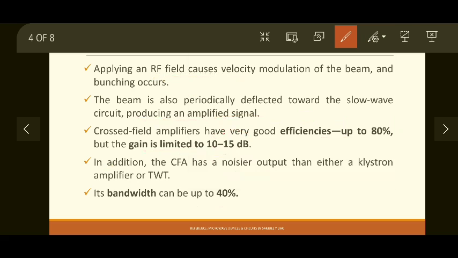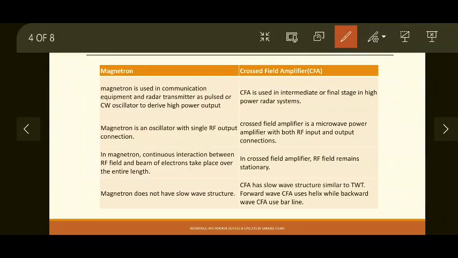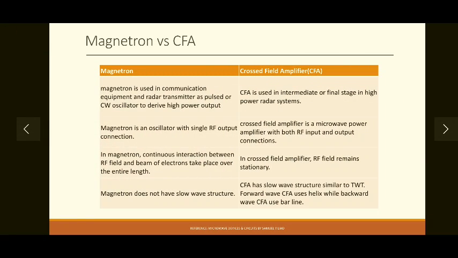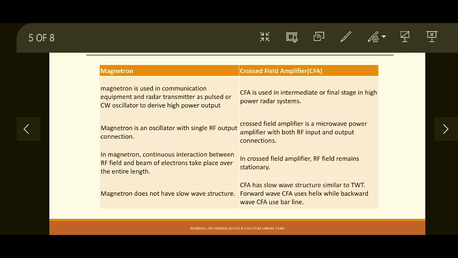Okay, so let's compare magnetron with the CFA. Right now we were comparing klystron amplifiers or TWT with the CFA, amplifier with amplifier. Now we will compare one crossfield tube to another crossfield tube. Let's see the comparison. Magnetron versus CFA. Remember, magnetron is primarily used as an oscillator, whereas CFA is used as an amplifier. So what are the differences?